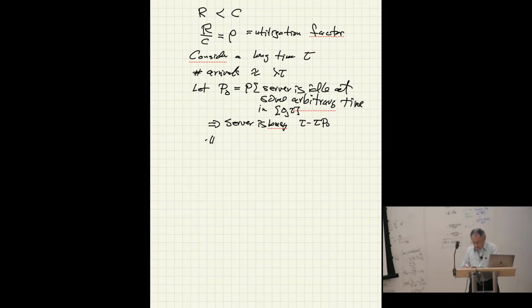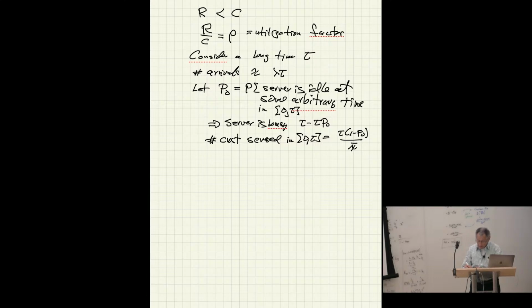Now, the number of customers served in this interval, 0 tau, is equal to the amount of time the server is busy, which is tau times 1 minus p0, divided by the amount of service each customer needs, which is x bar. So how long are you busy? Tau times 1 minus p0 seconds. How much service for each customer? X bar. The ratio is the number of customers served.